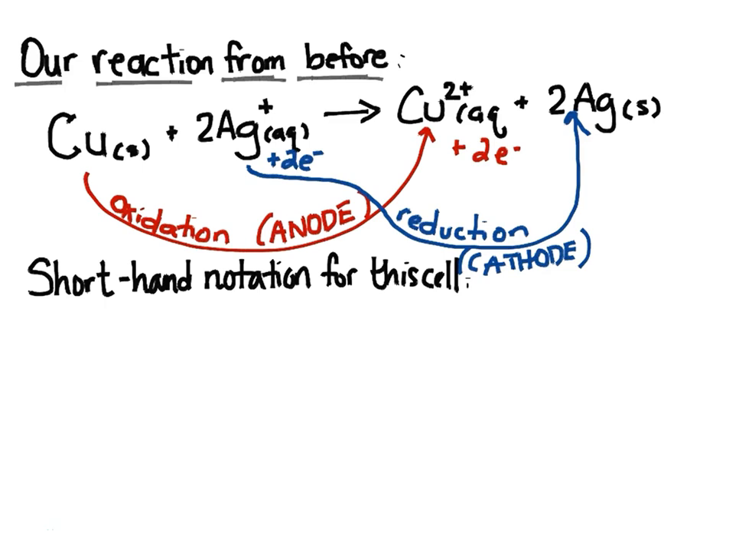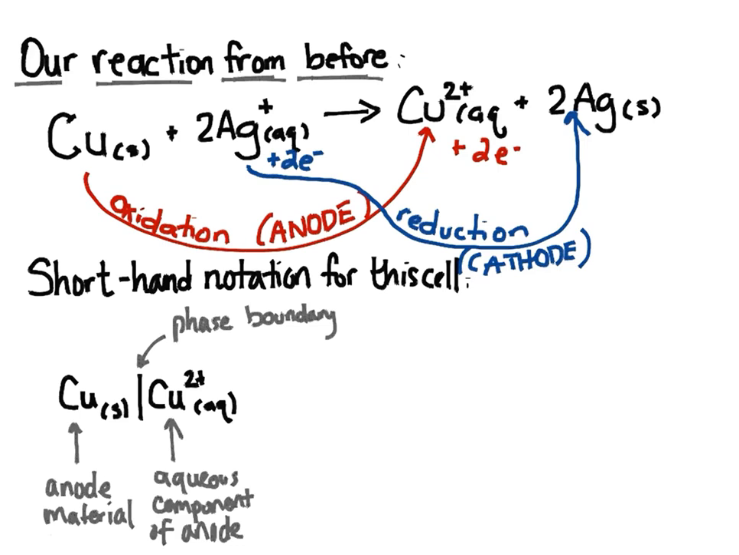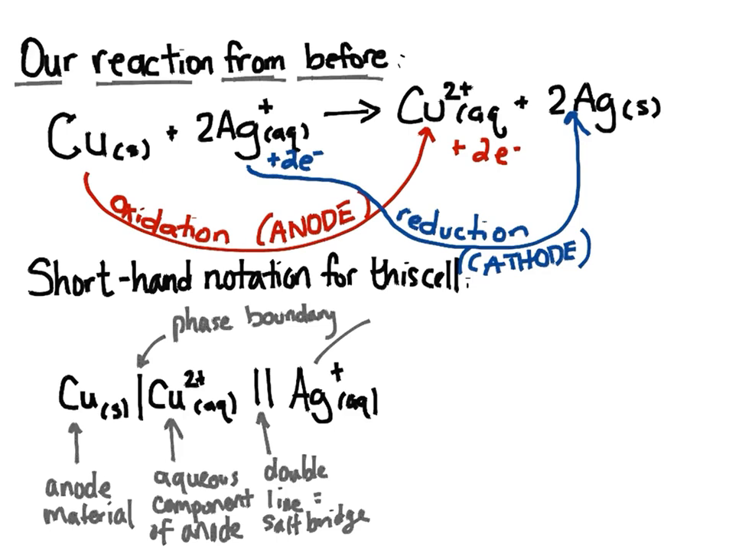Shorthand notation for this cell, the anode is always listed on the left-hand side. And everything kind of goes in the order that it occurs. And so the solid copper is on the left, and that's true in the reaction as well. Vertical lines represent phase boundaries, meaning between the solid and the aqueous. Different phases would have a vertical line separating them. And then there's a double line that represents the salt bridge. So that's basically the separator between the 2 compartments. And then the cathode is on the right-hand side. And again, it's in the order that the reaction occurs.